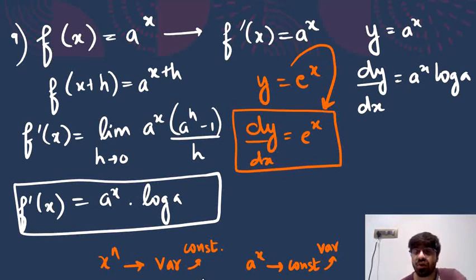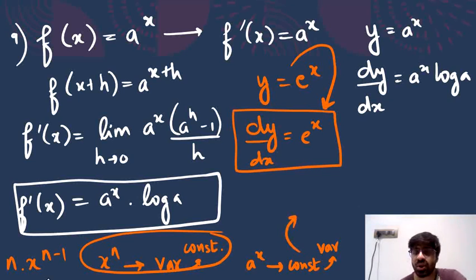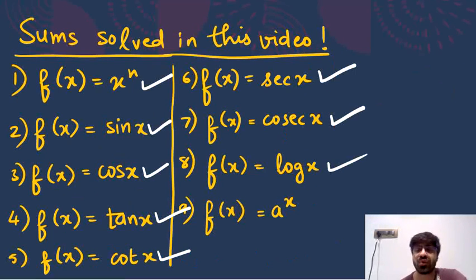That is why for variable power constant, you have to use the x power n formula. That is, the derivative will be n into x power n minus 1. And for constant power variable, you will use the formula a power x into log a. That is how simply you can learn the derivations of all these standard results. So this is where I am done with whatever content I wanted to cover in this video.